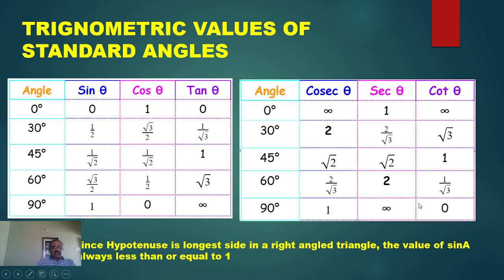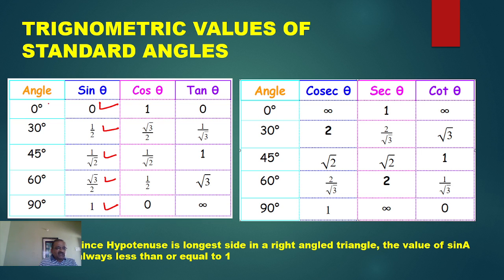Now these trigonometric ratios have values. That means whatever the theta values are, we are converting them into numerical values. How are they written? Sine 0 is 0, sine 90 is 1, sine 30 is half, sine 45 is 1 by root 2, sine 60 is root 3 by 2. Like this you have cos values, tan values, cot values, sec values and cosec values. All these are called the 6 trigonometric functions.